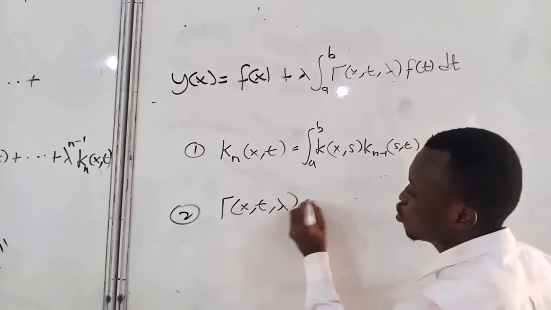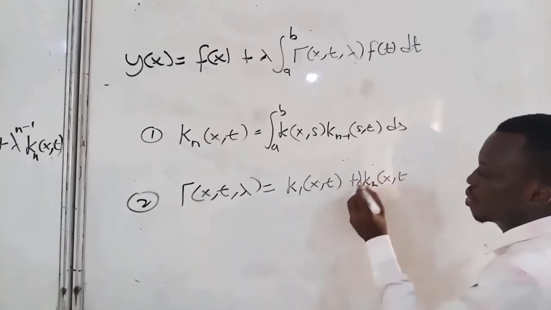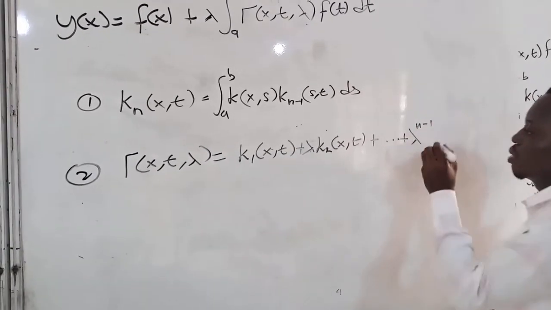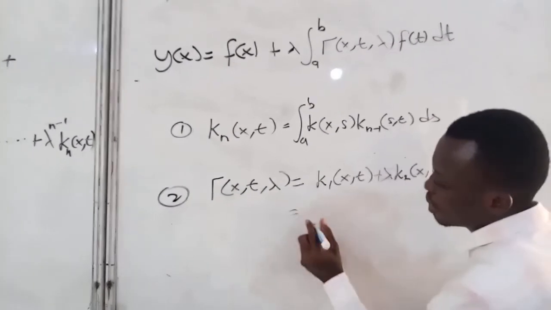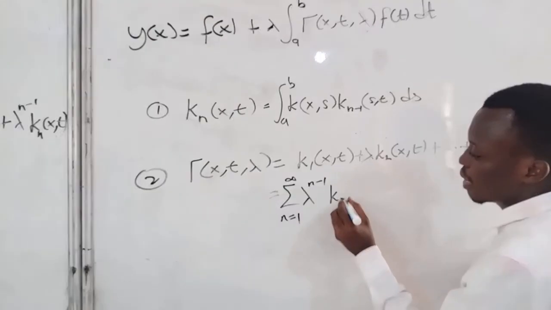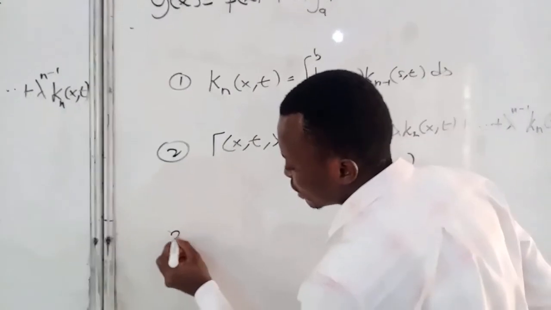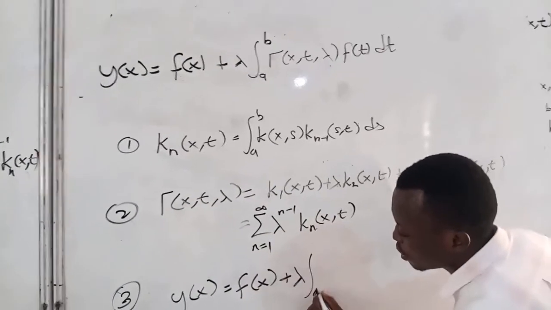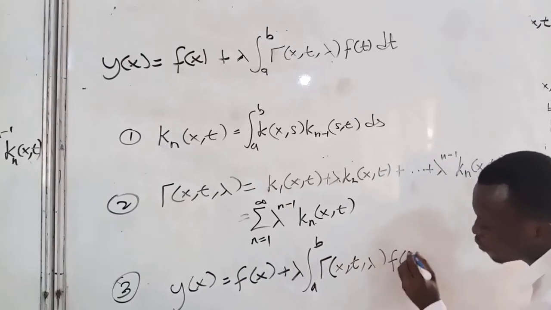The resolvent kernel gamma of s, t, lambda is equal to k1 of st plus lambda k2 of st, plus dot dot dot, plus lambda to the n minus 1 kn of st, which is the same as the summation from n equal to 1 to infinity of lambda to the n minus 1 kn of st. And the third thing you have to note is that your solution becomes phi of s equal to f of s plus lambda integral from a to b of the resolvent kernel gamma of s, t, lambda, times f of t dt.